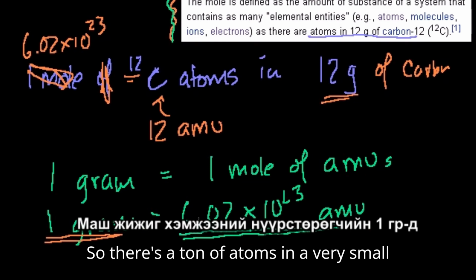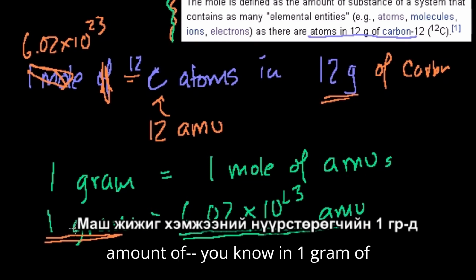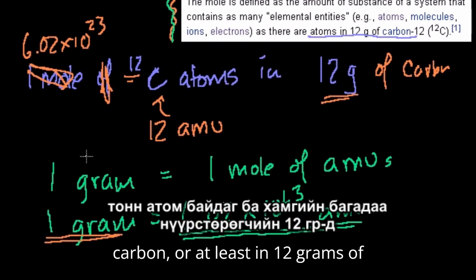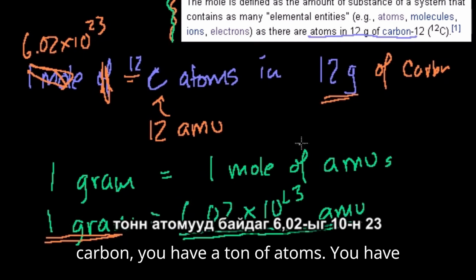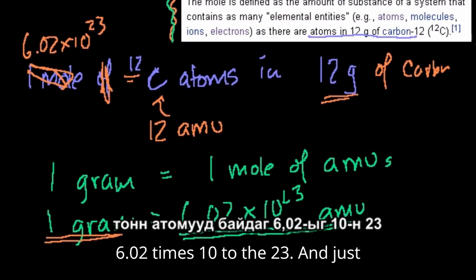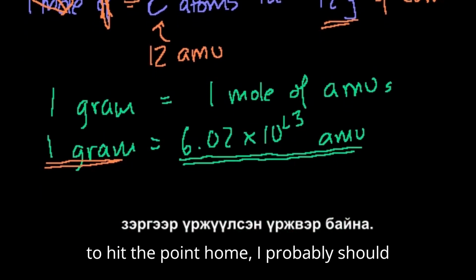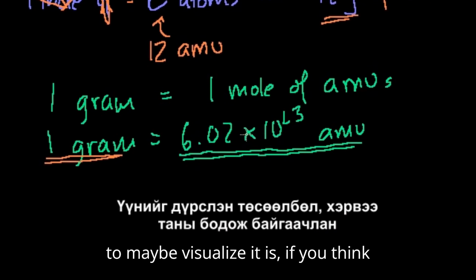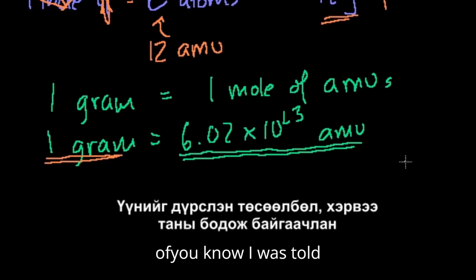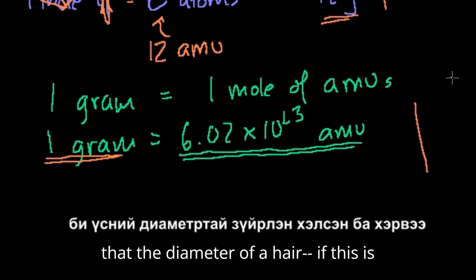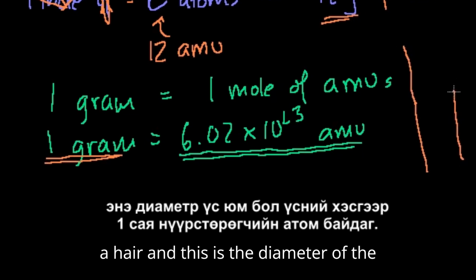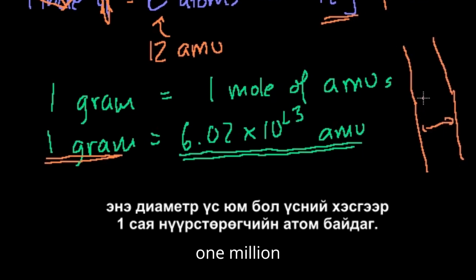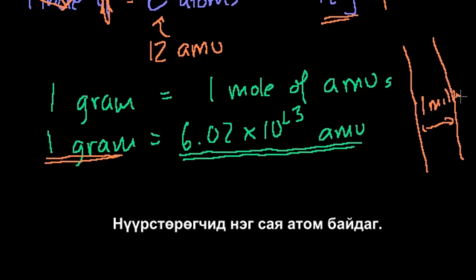So in a very small amount of carbon, or at least in 12 grams of carbon, you have a ton of atoms. You have 6.02 times 10 to the 23. And just to hit the point home, this is a huge number, and to maybe visualize it, I was told that the diameter of a hair has 1 million carbon atoms going that way.